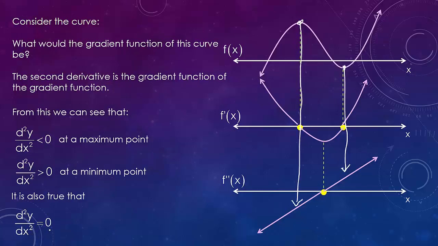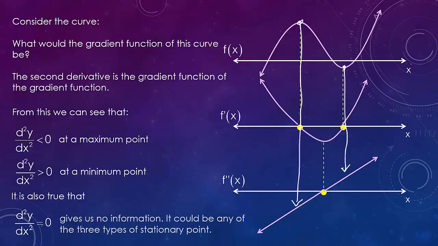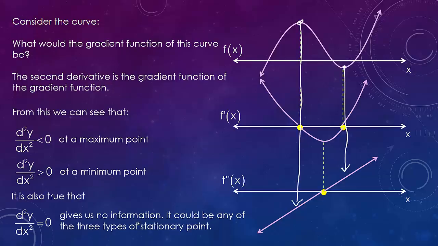Most people think at this point you're going to say that that's a horizontal point of inflection, but that gives you no information. It could be any of the three types of stationary point if d2y dx squared comes out as 0. So that's a case where you'd use one of your sine graphs.